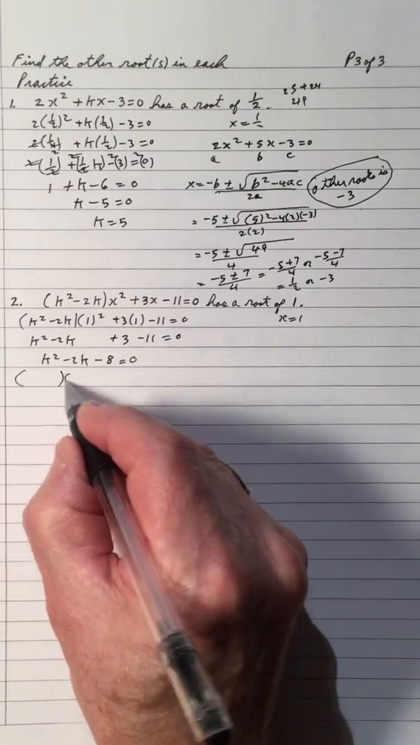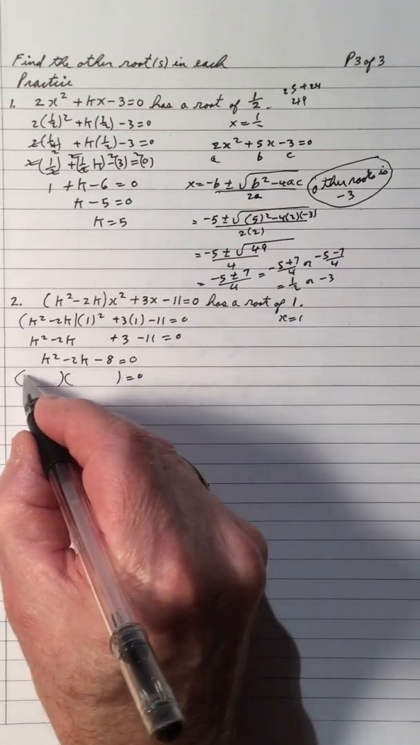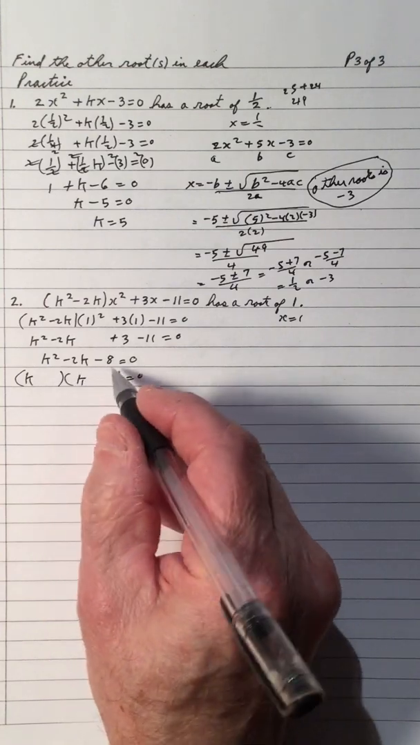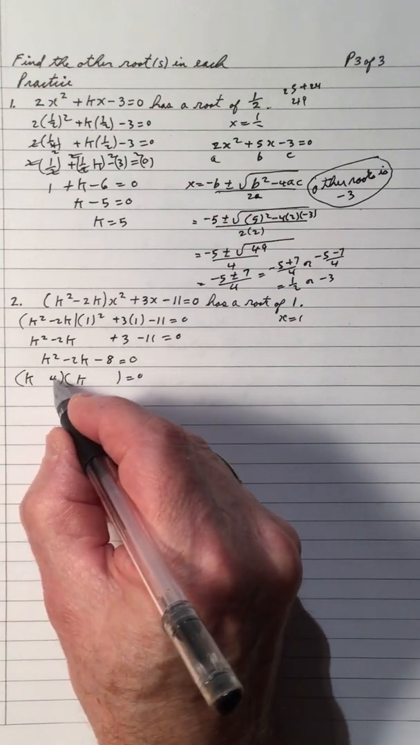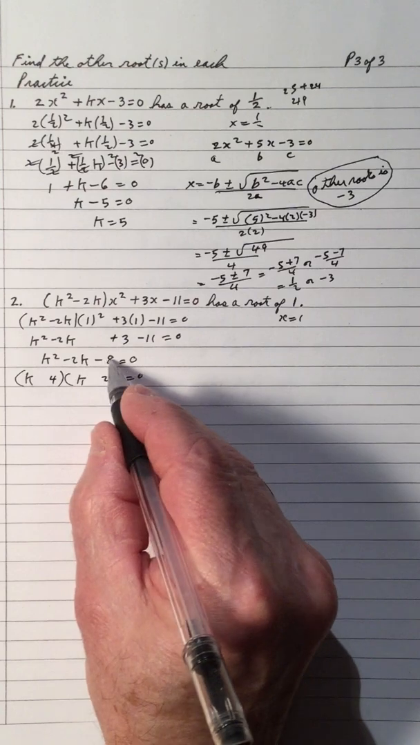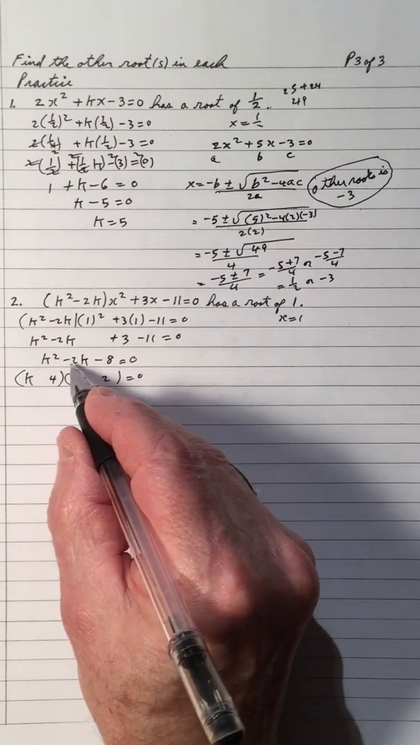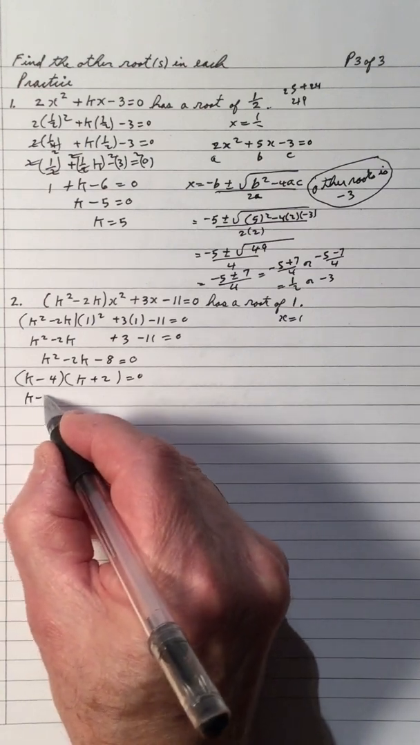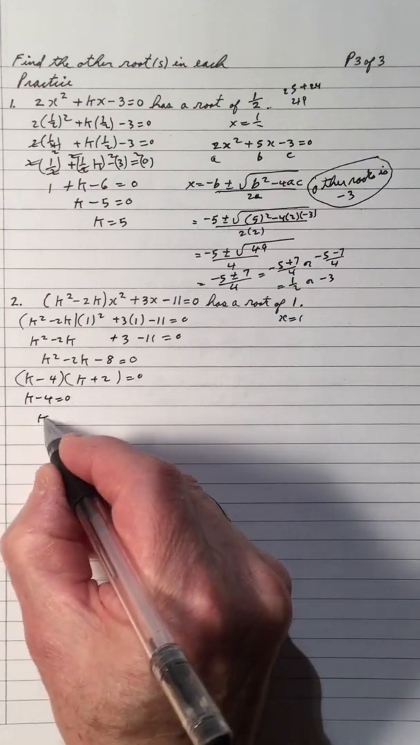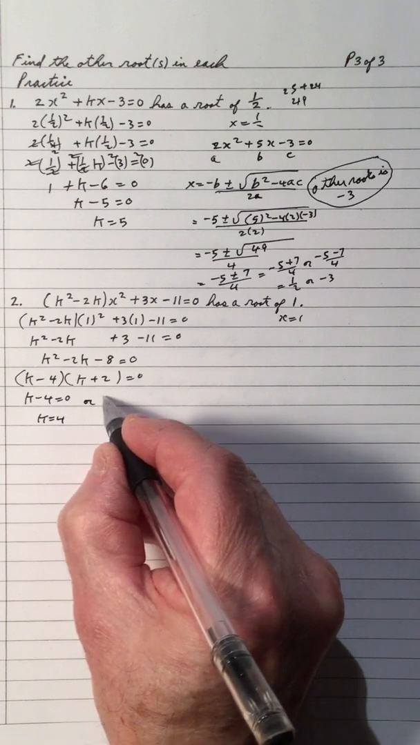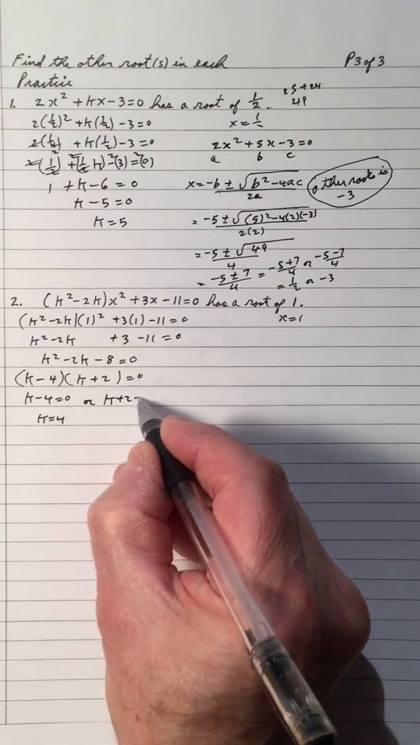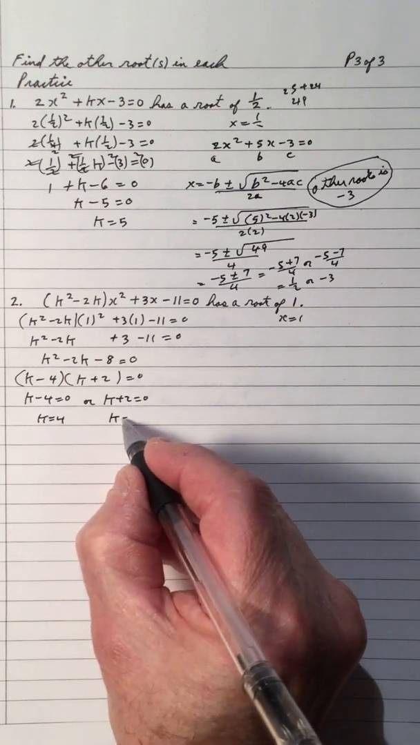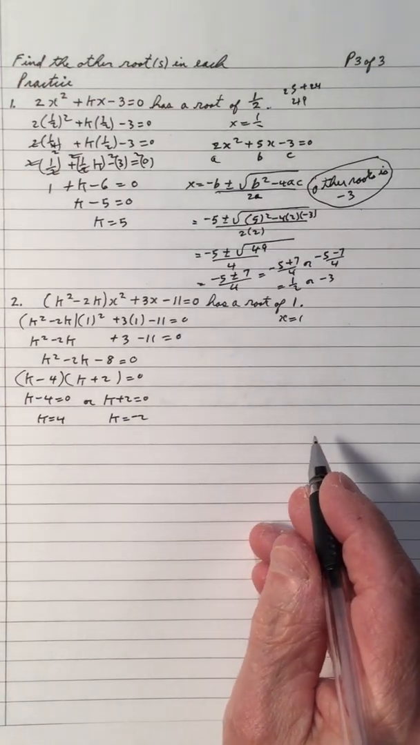And this is factorable because you've got a k squared, so 2 answers. K, 2 factors. Factors of 8 give you 2 and 4. Product is negative 8. Sum is plus 2. So it has to be negative 4 plus 2. So k minus 4 equals 0, so k is 4. Or k plus 2 equals 0, k is negative 2. So let's check.